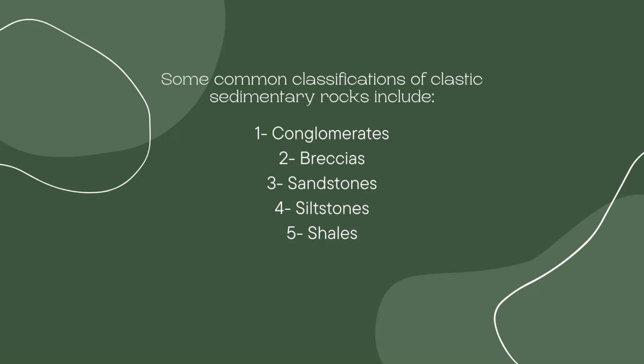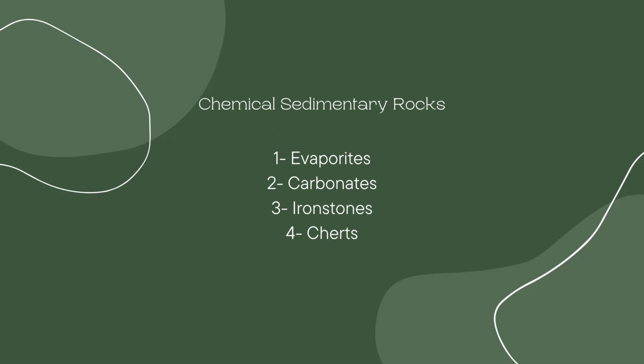Shales. These rocks are composed of clay-sized particles, less than 0.004 mm in diameter, and are typically composed of compacted layers of clay minerals and other minerals. Each of these types of clastic sedimentary rocks can give us different types of information about the conditions under which they were formed, including the type of source rock, the type of transportation and deposition environment, and the climate at the time of deposition.